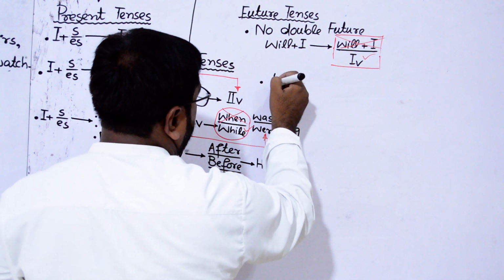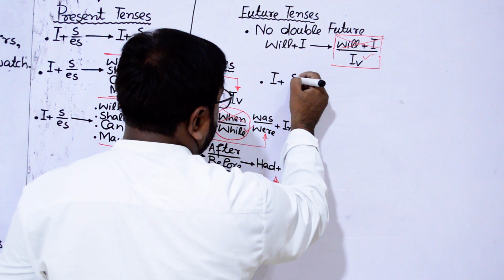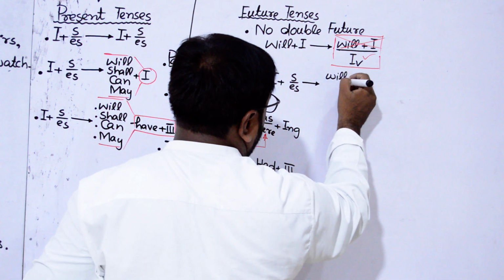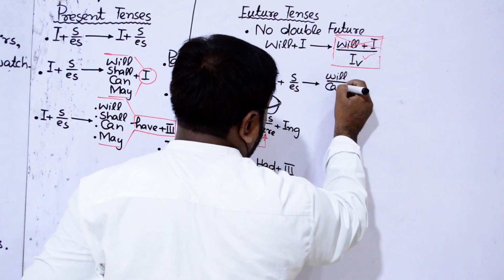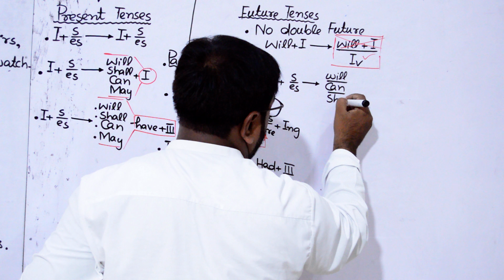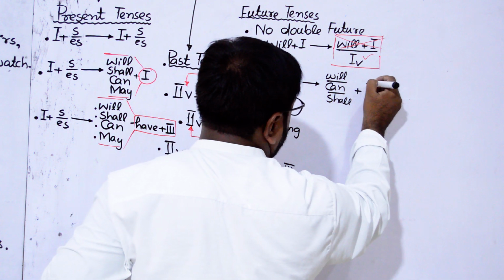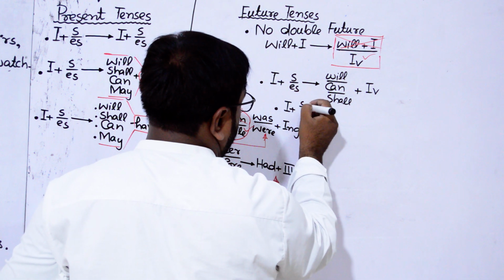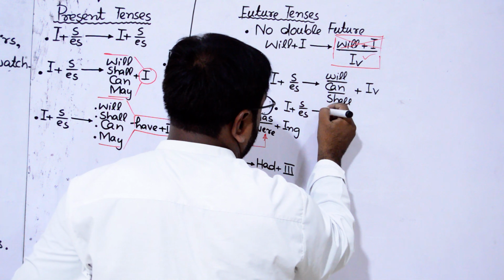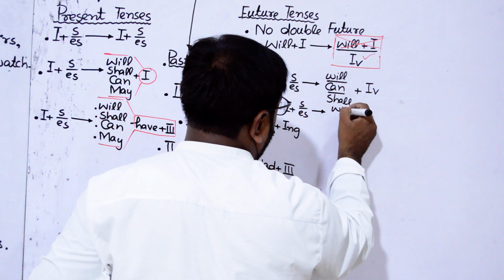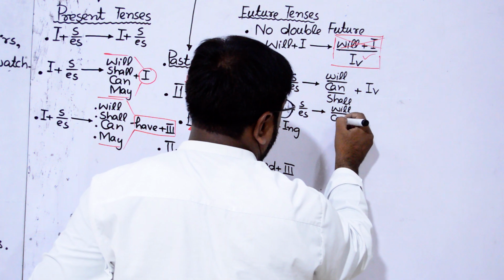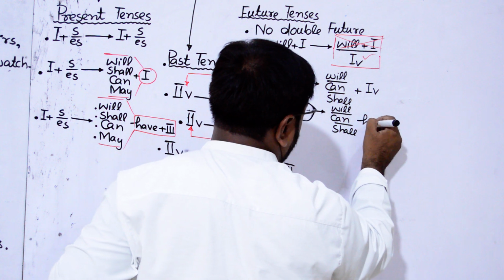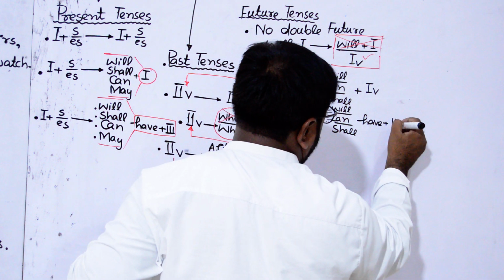The next two combinations are the same. We can have first form of verb plus s or es. It can take will, can, shall plus first form of verb, and if there is first form of verb s or es, it can take will, can, shall, have plus third form.